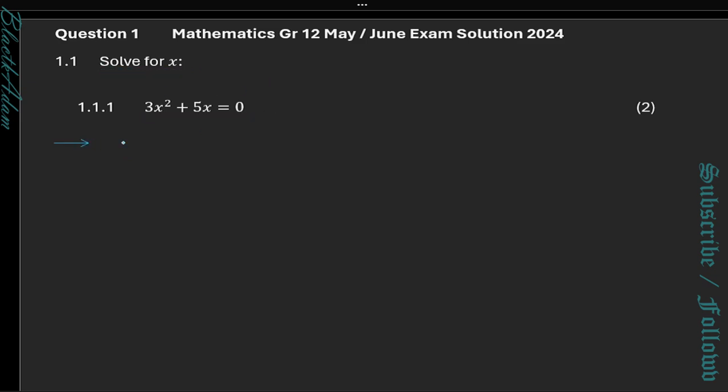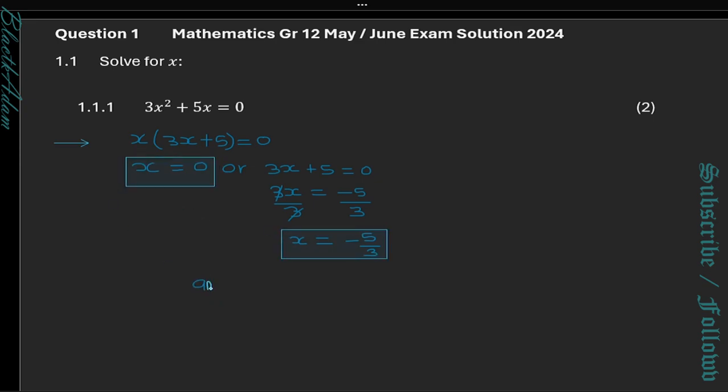So we need to solve for x. We have 3x squared plus 5x, so we factor x out, so we have x into 3x plus 5, which means x is equal to 0, or 3x plus 5 is equal to 0. Then that means we have 3x is equal to negative 5, so we divide both sides by 3, so it cancels out, so x is equal to negative 5 over 3, and that's our answer. And that's for 1.1.1, solving for x.